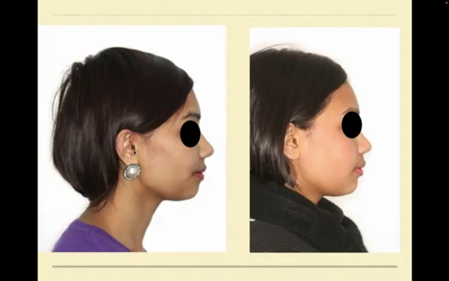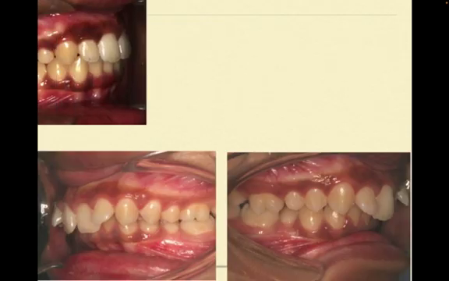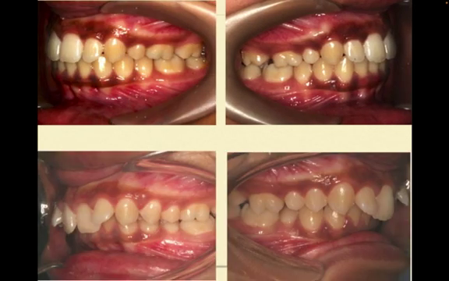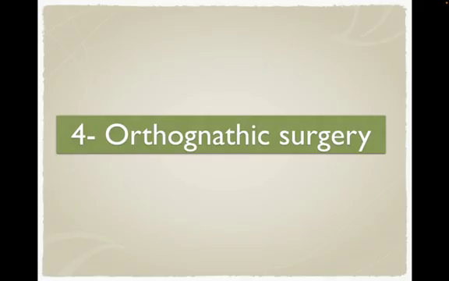So again, most cases of class 2 division 2, we tend to treat in a non-extraction fashion to maintain the patient's profile and because the overbite will be deepened by the extraction. However, in certain cases in which the maxilla is the etiology of the problem, we go for extraction in the upper. This is the patient before and after the treatment intraorally. As you can see, she lost 2 premolars. For that reason, she has a full unit class 2 molars on both sides. Canines are class 1, overjet is reduced.